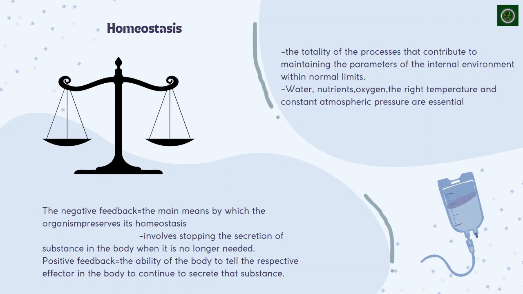of a substance. For example, after we eat sugar, our blood sugar level increases. Therefore, the body sends a positive feedback to the pancreas in order for it to secrete insulin. After our blood sugar level drops, the body sends negative feedback to the pancreas to stop the secretion of insulin in order to maintain the homeostasis of the organism and not be hypoglycemic.